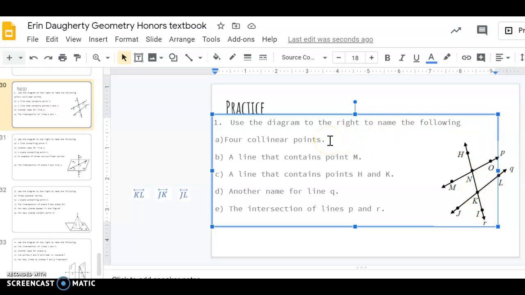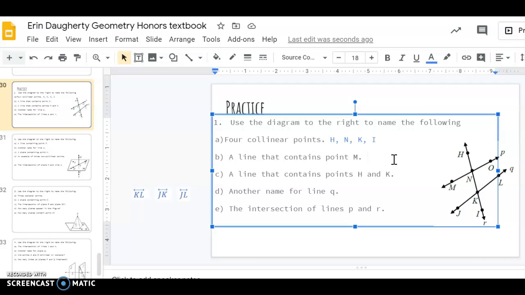So I would actually just specify, and remember with points, you don't need to say point beforehand. You would if you're out loud, but we can just specify capital H, capital N, capital K, and capital I. I would not say R because R is the name of the line. All right, a line that contains point M.